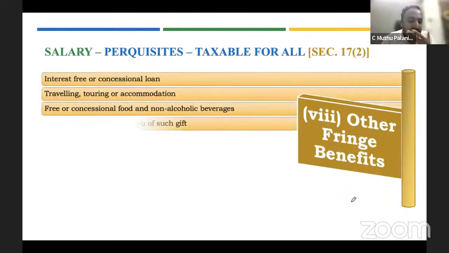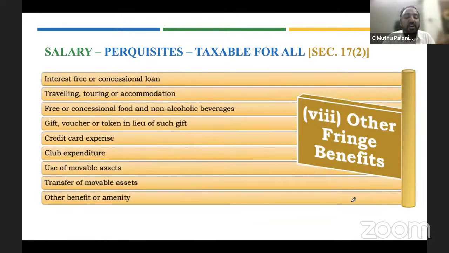There are also other fringe benefits that are applicable. So these are the other benefits which are taxable for all. Interest-free loan, traveling, free food or non-alcoholic beverage, gift voucher, credit card expense, club expenditure, use of movable asset, transfer of immovable asset, any other benefit or amenity. So all this is covered as other fringe benefits. Fringe benefits are like the cringe in your social media. Just because the employer is close to you, they are giving some extra benefit. It's a fringe benefit, so it is some extra importance given specifically to you.